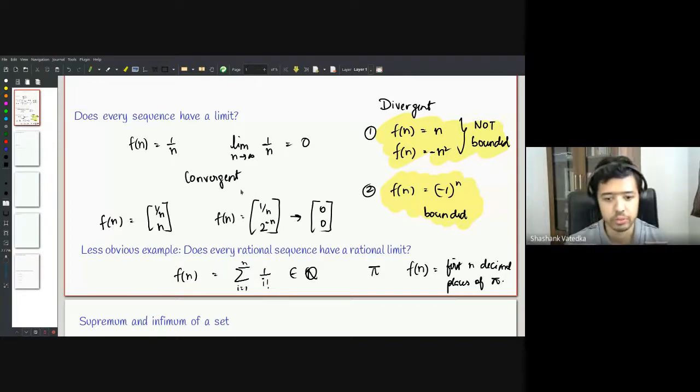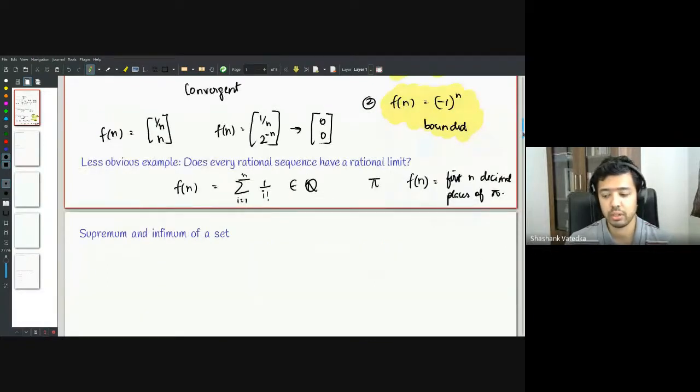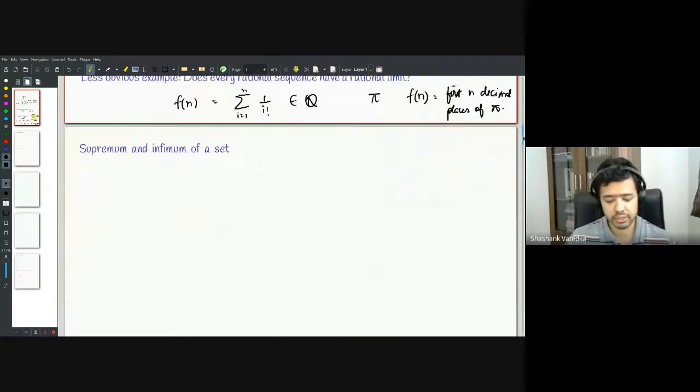Right. So we need some more tools to understand what convergent sequences are, divergent sequences are, and what we do if a sequence diverges. Okay. So given any set, we've seen that over some sets, sequences can converge. Over some sets, sequences may not converge to something within the set.